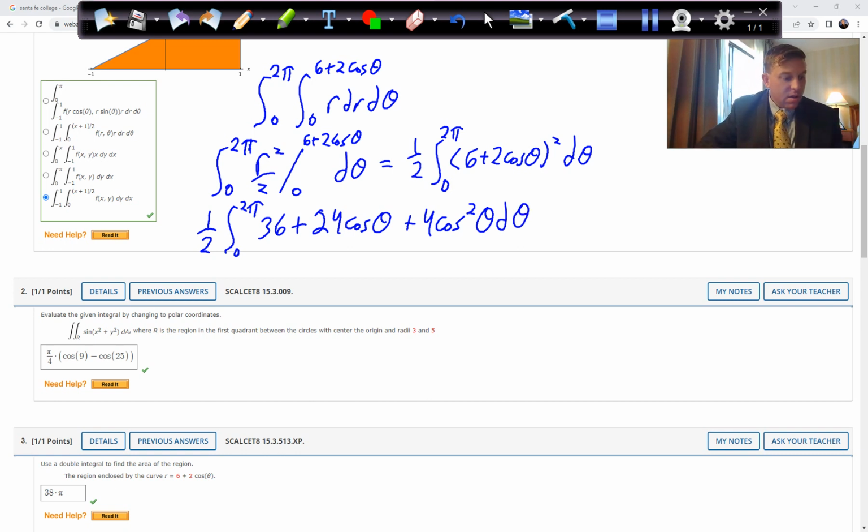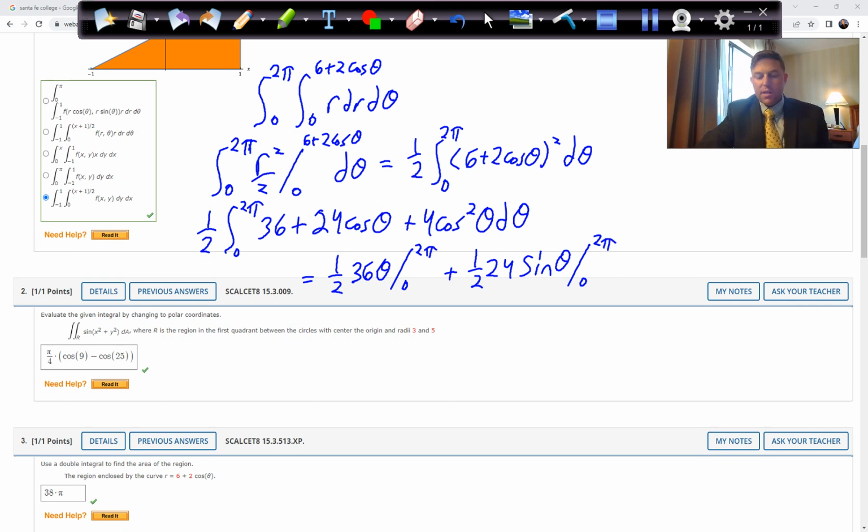Okay, now all of these are pretty easy to integrate. In fact, let's do some of them. We're going to get 1/2 times 36 theta from 0 to 2 pi. So I'm going to do each of these terms as its own integral. Then we're going to get plus 1/2 times 24. The antiderivative of cosine is sine theta from 0 to 2 pi. The hard one is 4 cosine squared theta. So the antiderivative of cosine squared is not so easily done. In fact, we're going to do a change of form.